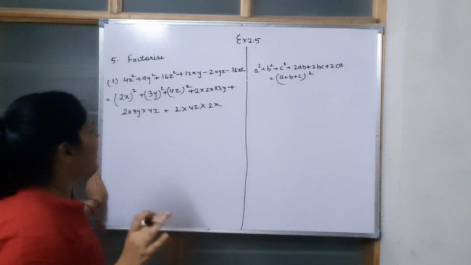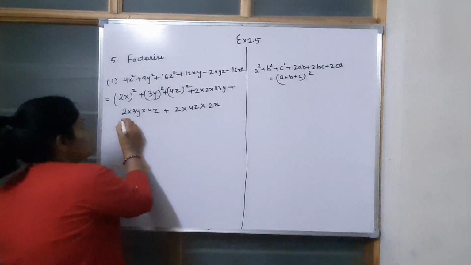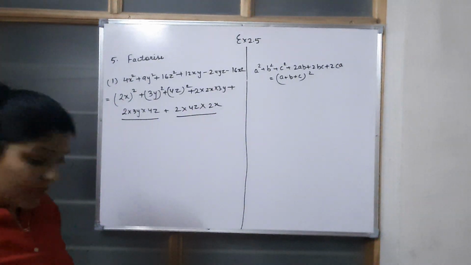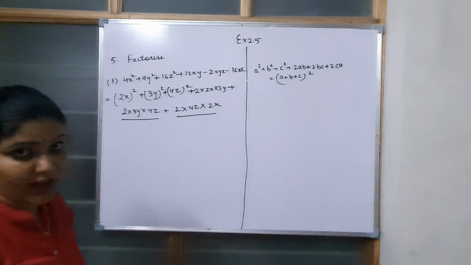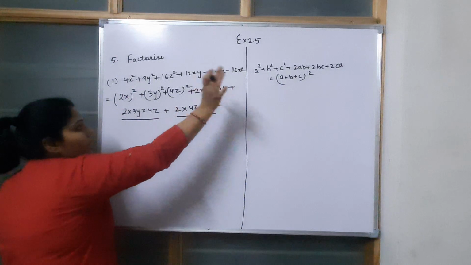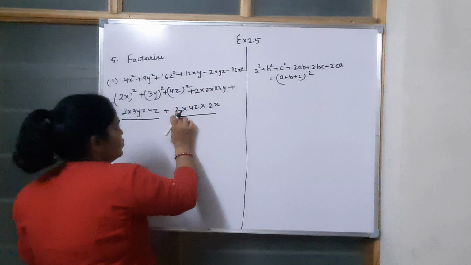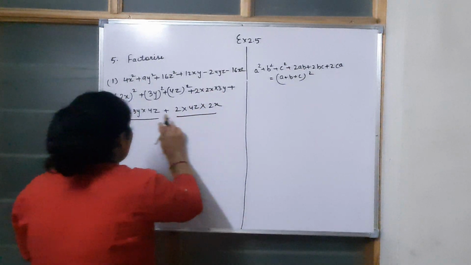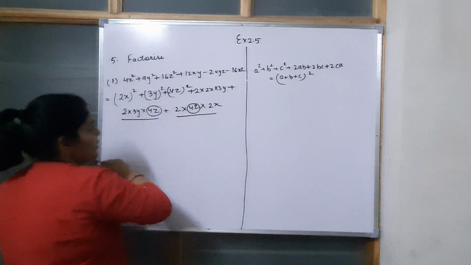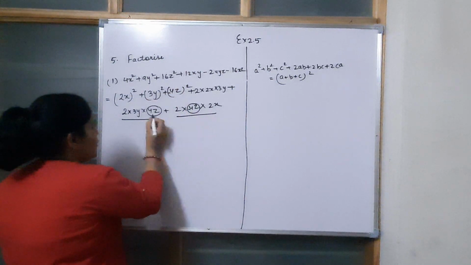Here we have 24yz and 16xz as negative terms. Which terms are negative? 24yz and 16xz are negative terms. So we have to identify that. Here 4z is common in both the negative terms. 24yz is 3 times 2 is 6, 6 times 4 is 24, and 16xz is 2 times 4 is 8, 8 times 2 is 16. What is common in both terms? 4z. So 4z is negative: minus 4z whole square will be plus 16z square.